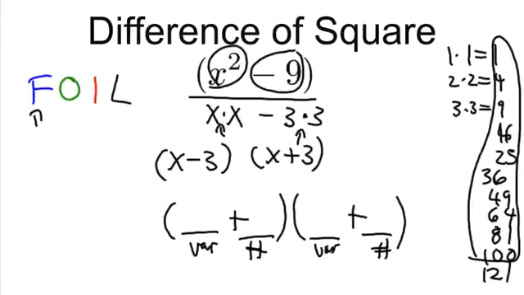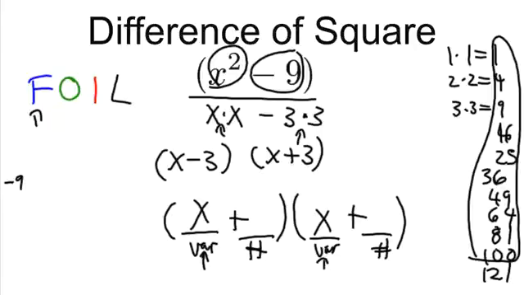And I think of what are the factors of this. So what two numbers multiply together to give me x squared? Because that's what's going to go here. Well, that would be x and x, right? So those are easy. This 9, I have to think of the factors of -9.